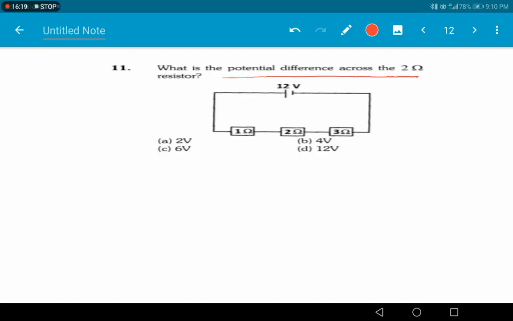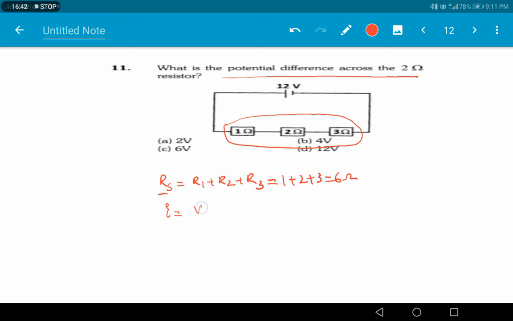Right, same concept, you can do it easily. Which combination? These three are in series combination. Therefore R effective, that means R in series, we can write R1 plus R2 plus R3. So 1 plus 2 plus 3, so 6 ohm. Therefore current is equal to V by R effective. So V value 12, R effective is 6. Therefore 2 ampere is the current flowing in each resistor.